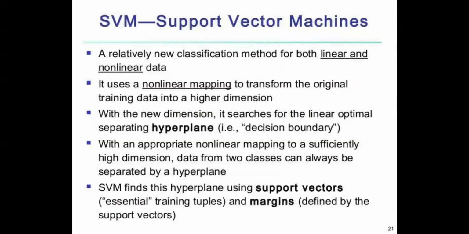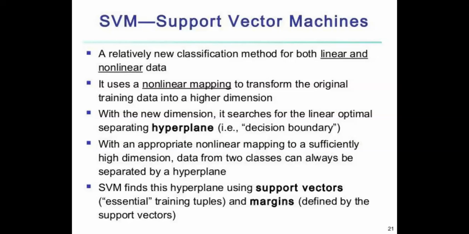Next one, support vector machines. It is a method for the classification of both linear and nonlinear data. SVM, the support vector machine, is an algorithm that works as follows. It uses a nonlinear mapping to transform the original training data into a higher dimension.